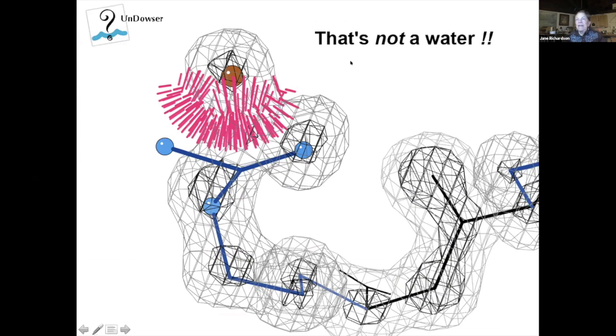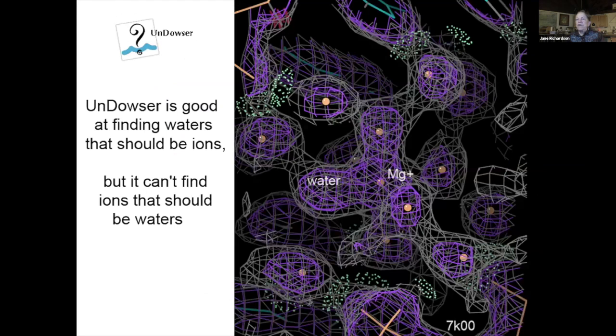So anyway, Undowser is good for that. It's also good for finding waters that should be ions, such as this one here, that has perfect octahedral coordination around it at the right distances for magnesium. At the moment, it can't find ions that should be waters, although you can sort of kludge it by trying a water at each of the ions.